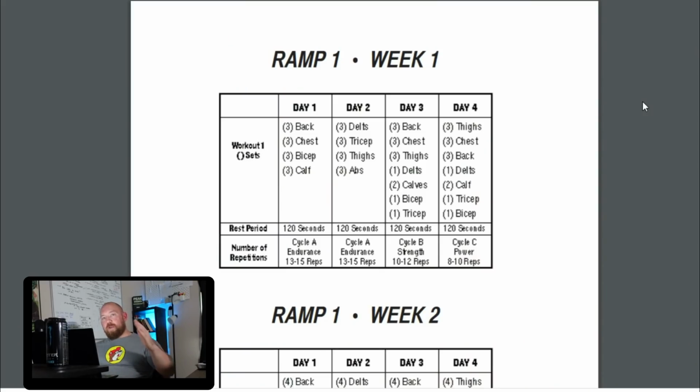So this is the simple one. This is ramp 1. It's kind of the simple introductory ramp. So each week ramps up. Again, I use the 3-week waves. It's kind of a similar paradigm where each week gets harder before you reset.